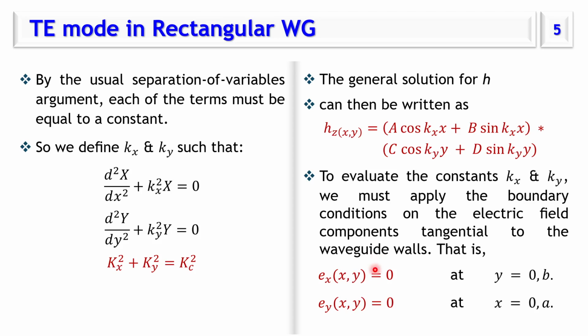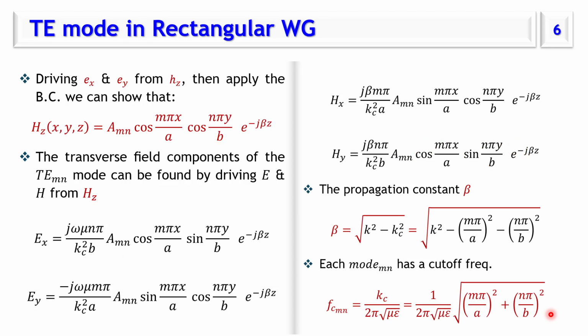So those are the boundary conditions that we have: Ex at y equals 0 and b, Ey equals 0 at x equals 0 and a, which are the tangential electric field equals 0 at the conductor surface.